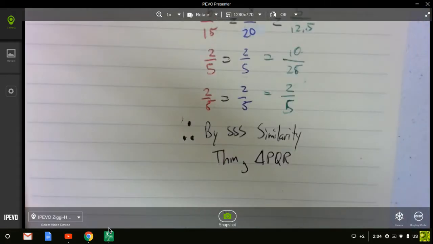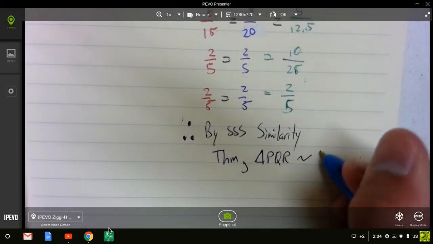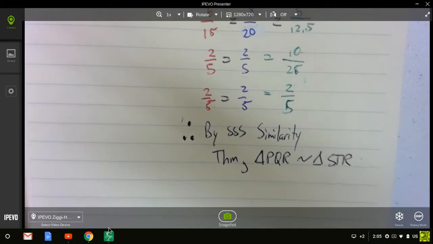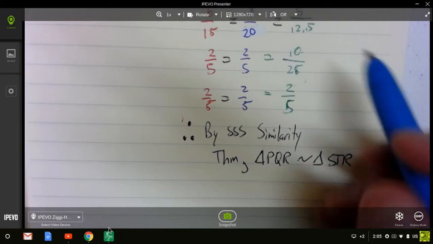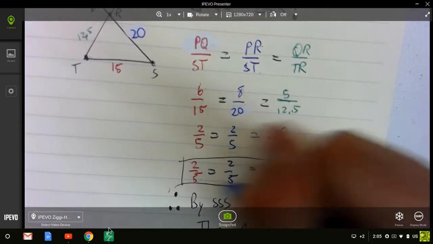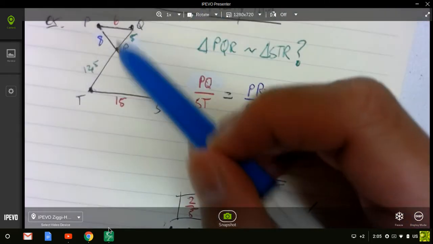And then we can appropriately answer that by the SSS Similarity Theorem, triangle PQR is similar to triangle STR. You don't have to write this down in the test, but it would be really nice if you did. Or in the future, this is just a very formal statement. This concludes that, yes, these two triangles are similar to each other.